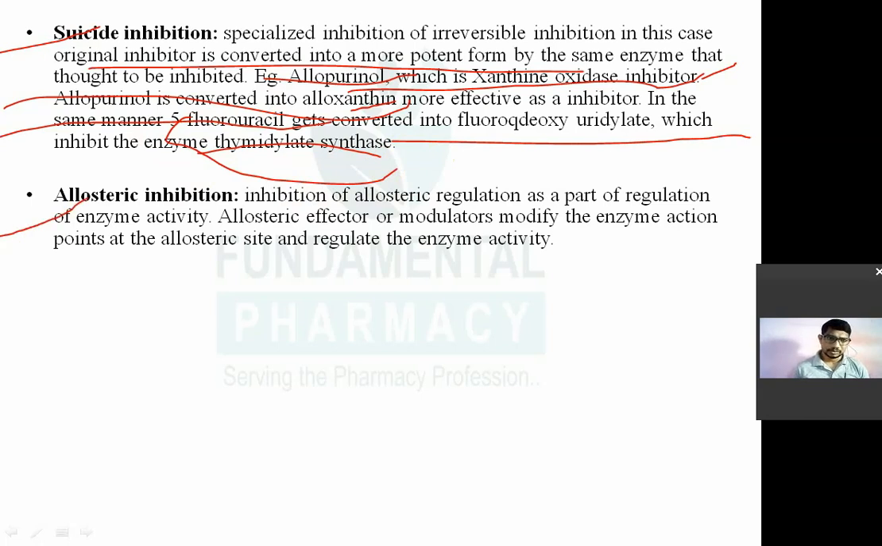Allosteric inhibition. This type of inhibition, actually, you cannot call it inhibition. They are allosteric modulators or allosteric regulators. So there is another site on the enzyme. An enzyme has many sites. For example, the active site. What does that mean? The site at which your substrate will combine with the enzyme and convert into product.